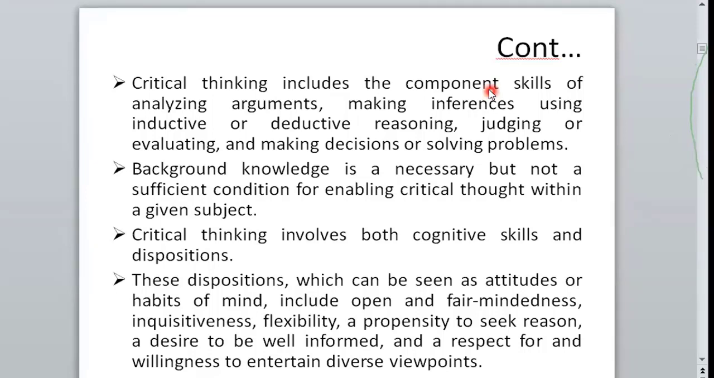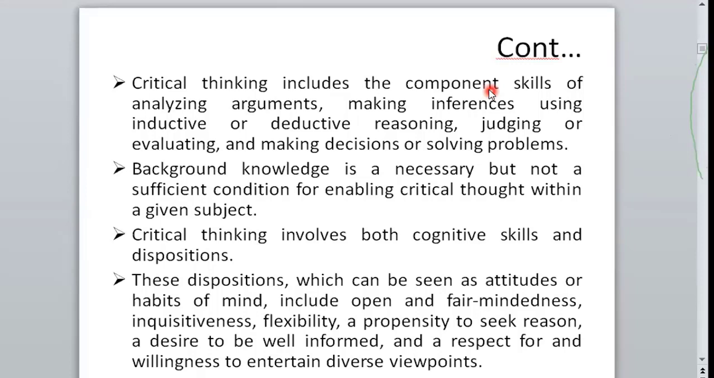So critical thinking involves both cognitive skills and civic dispositions. Cognitive skill is mental skill. These dispositions can be seen as an attitude or a habit of mind, which includes open-mindedness, fair-mindedness, inquisitiveness, an inquiring mind, concentration and giving concern.